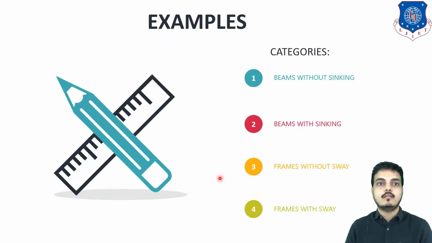So we have completed our beam part. Now we will be shifting towards our frame. In today's session we will be taking one sum on frame. Now in frame there are two types, frame without sway and frame with sway. Today we are considering frame without sway. So let's start.